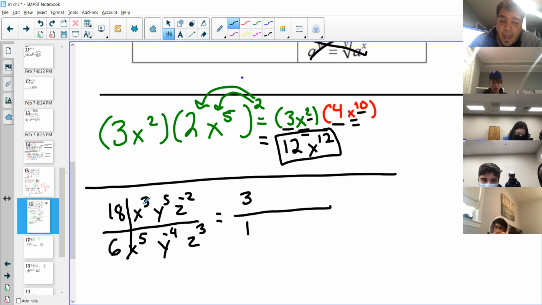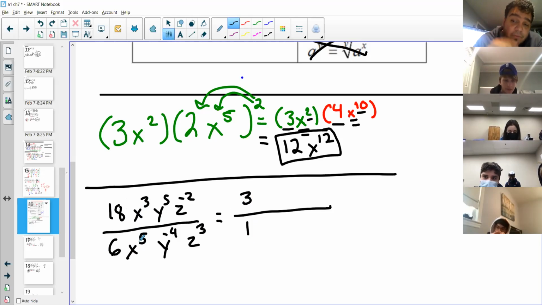Next section, x to the third divided by x to the fifth. When you divide exponents, you subtract them. So 3 minus 5 is going to be x to the negative second.